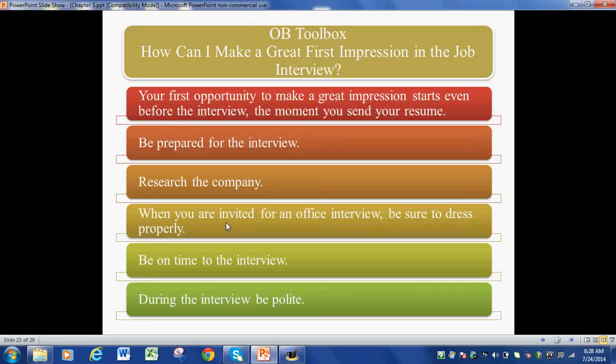So in your organizational toolbox, how can I make a great first impression in the job interview? And yeah, you better make one. Your first opportunity to make a great impression starts even before the interview, the moment you send your resume. Please, please, please have a good resume. No typos. Have somebody look at it. I've fixed so many resumes that just have things on there that should not be there.